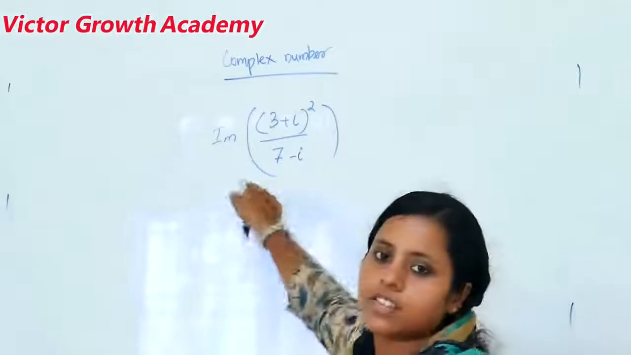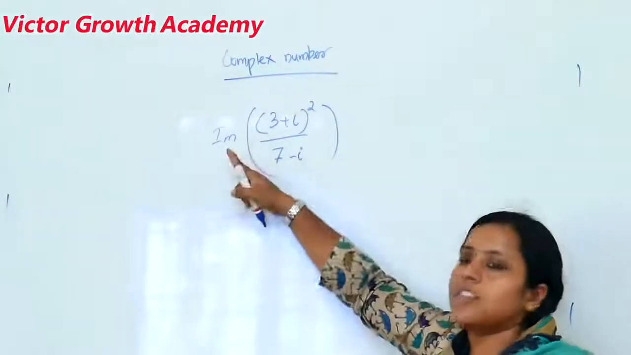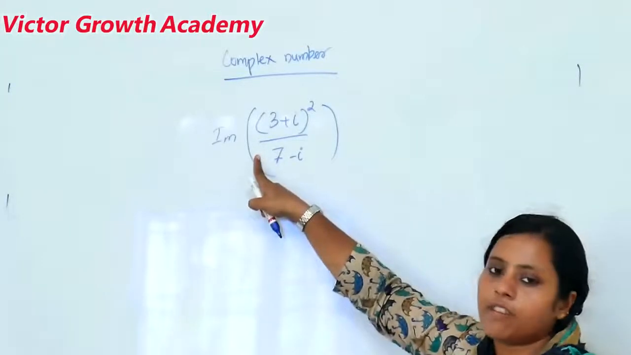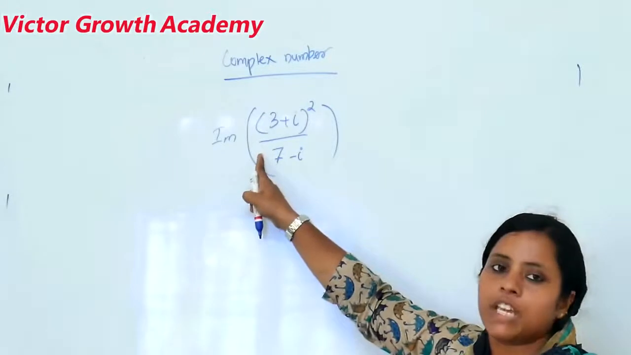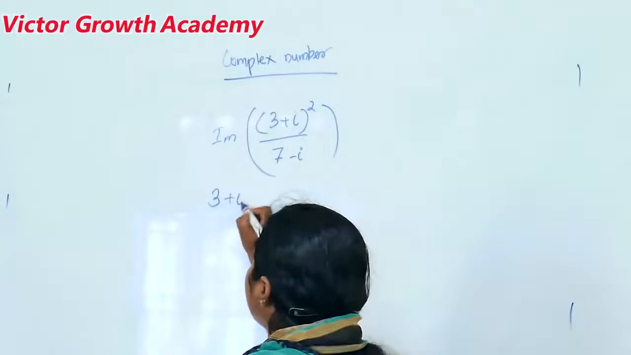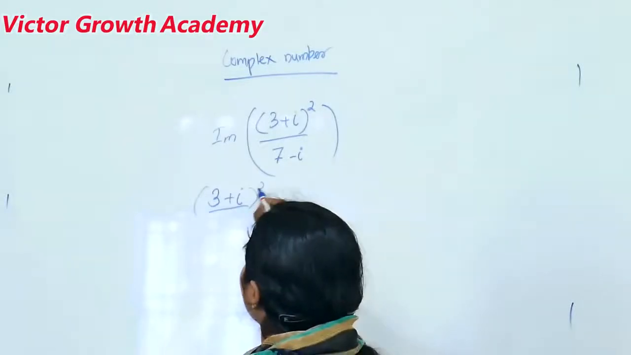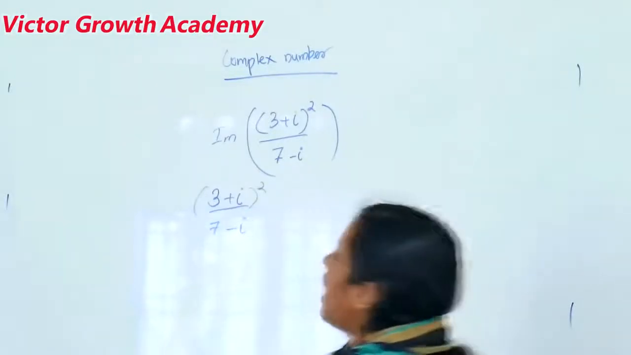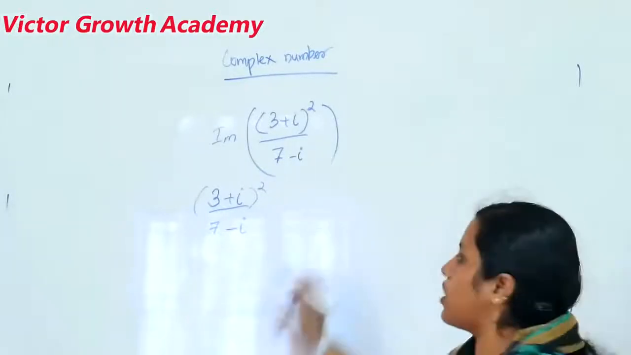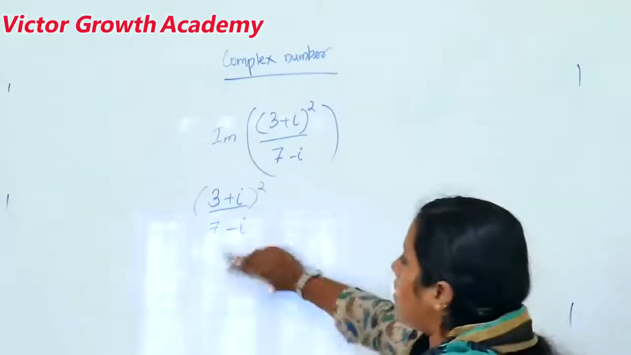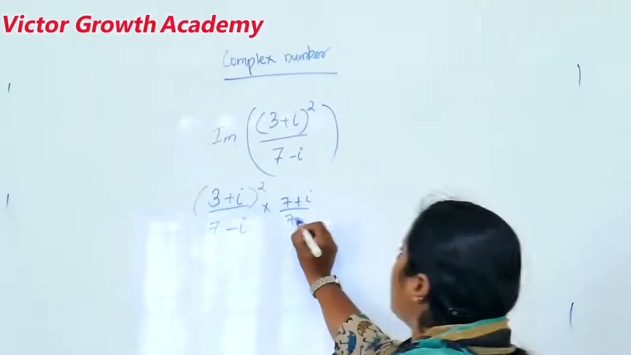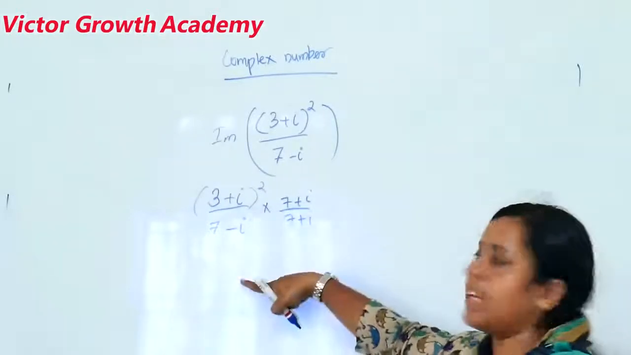This is a complex number, but see that this is not in the general form. General form is x plus iy. So what we need to do is, we need to first make it into the general form. So how can we make that? I am writing the question again. For every question which is not in the correct form, we need to multiply with a conjugate. What is the conjugate of the denominator? 7 minus i means conjugate becomes 7 plus i. I am multiplying both numerator and denominator with 7 plus i.